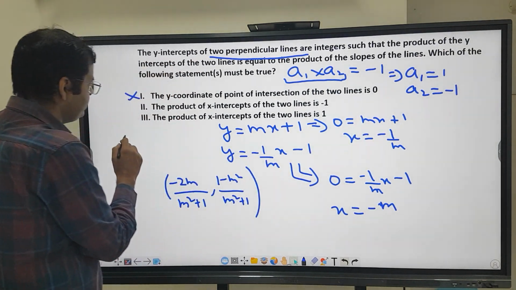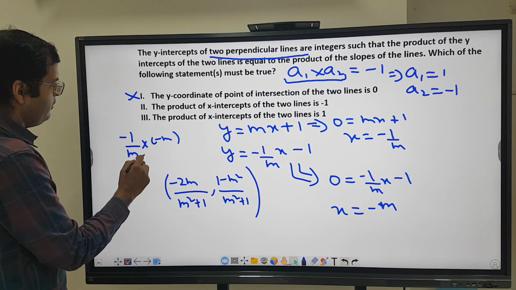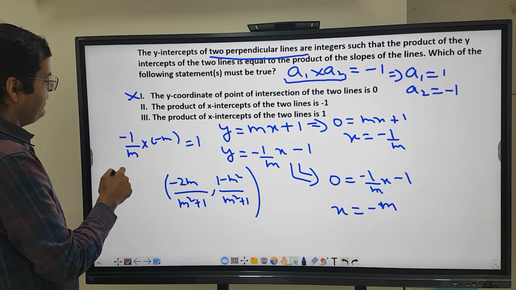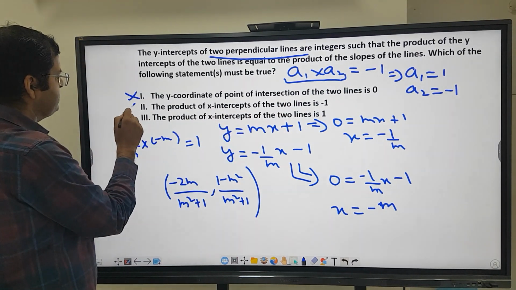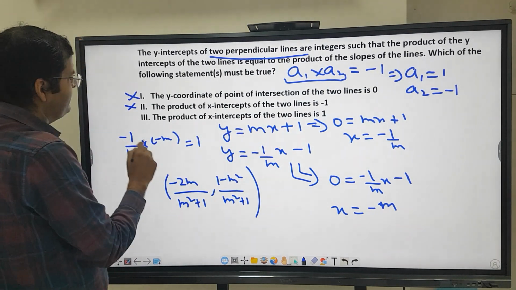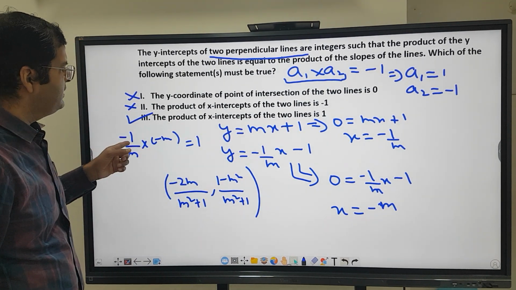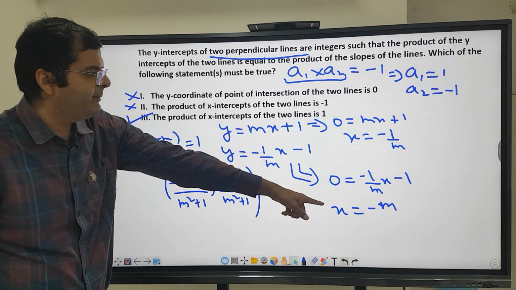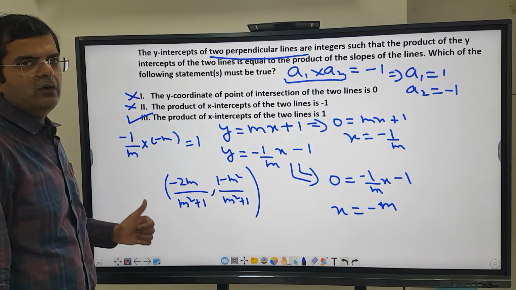So the product of them will be minus 1 by m into minus m. So over here the product is coming out to be 1. It says the product of x-intercept is minus 1. That is wrong. It is 1. The third option says that the product of x-intercept is 1. This is true. So answer option 3 is the correct answer option. The x-intercepts were minus 1 by m and minus m. The product of them is 1. Alright, so this is how we solve this question.